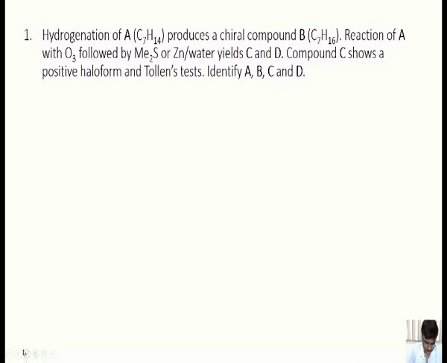From the molecular formula of A, we can predict it is an alkene, as it fits with the general formula CnH2n. Compound C shows a positive haloform and Tollens test. It means it has a methyl group which is bonded with a carbonyl group. When you have a methyl group bonded to a carbonyl group, it can show a positive haloform test. And it also shows a positive Tollens test. That means it is an aldehyde. The structure of compound C is acetaldehyde.